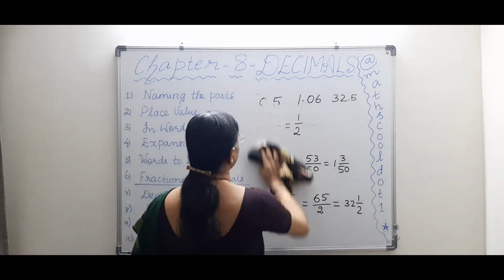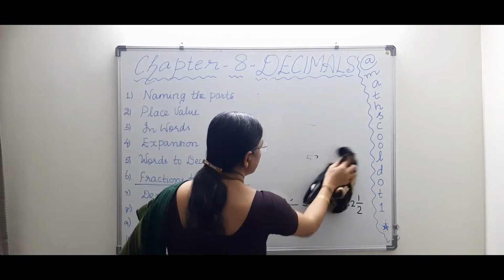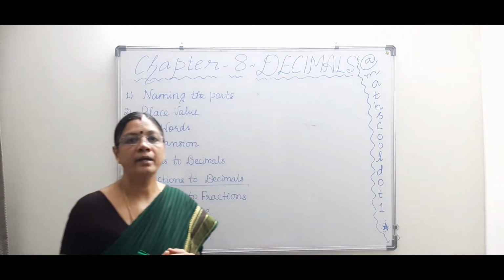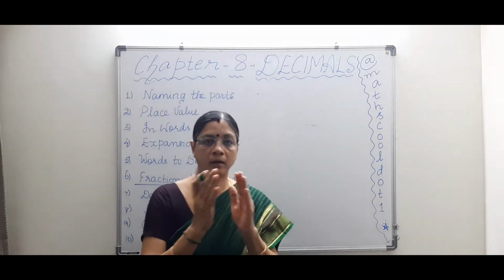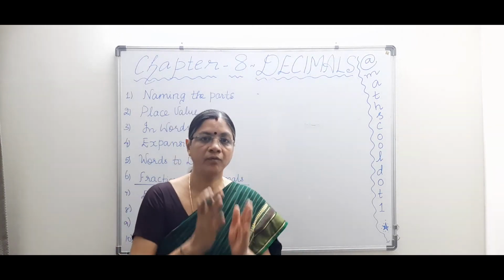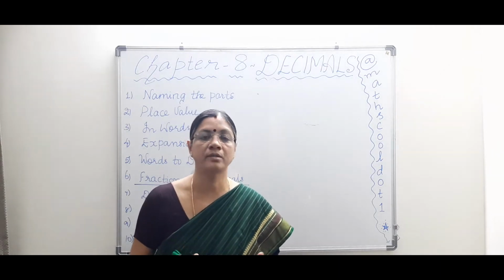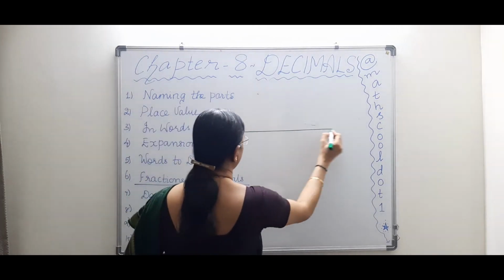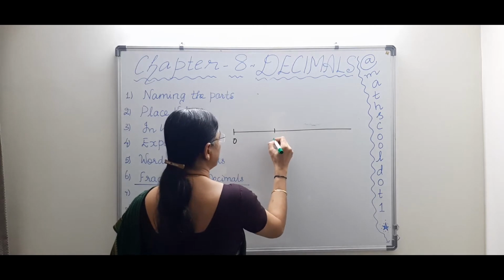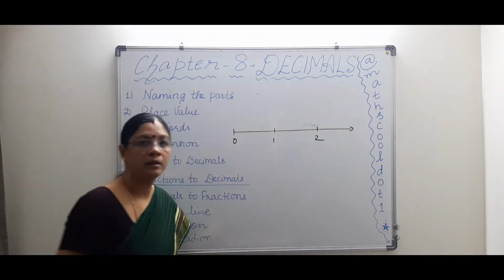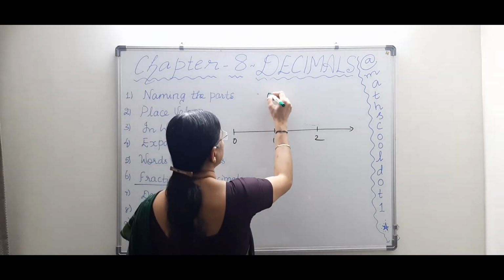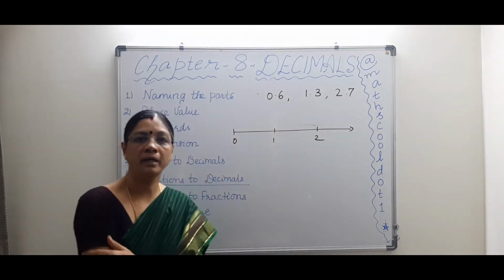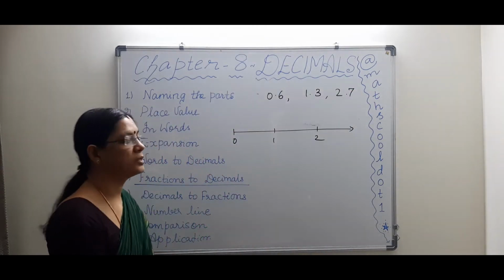Next we are going to see decimal numbers on the number line. This is quite simple, not like fractions. Depending upon the denominator, we divide the numbers, giving divisions between two whole numbers in fractions. But in this case, it's not like that. We can choose our scale accordingly. So let me explain. I have 0.6, 1.3 and 2.7. I need to mark these points on the number line.